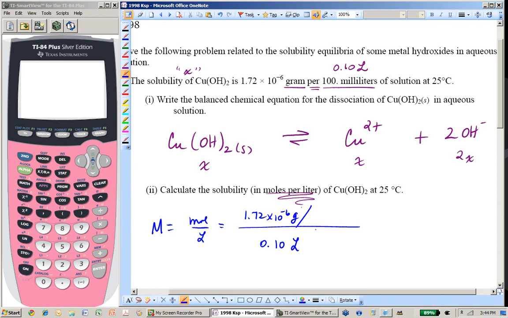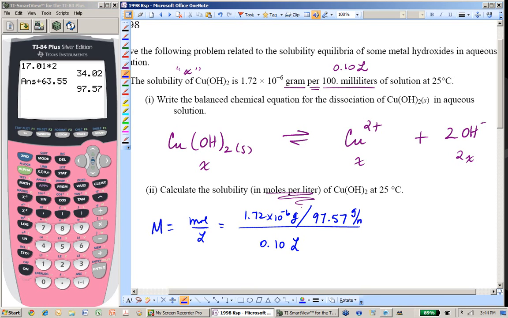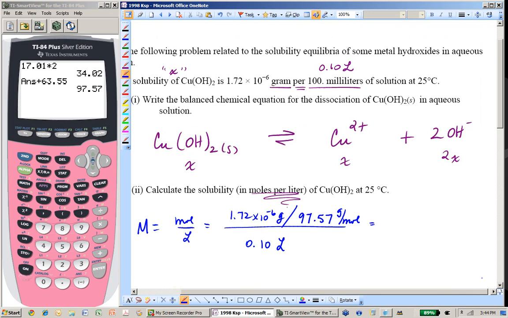Let's do the hydroxide first. Oxygen is 16, hydrogen is 1.01. That's a whopping 17.01, but do that twice. 17.01, but there are 2 of them. Plus, our copper is 63.55. And we come out with 97.57. You know what? That's often worth a point. So even if you don't know what you're doing or you get lost, make sure you calculate the molar mass and always calculate the number of moles of something, anything, so that you can get some points out of it.